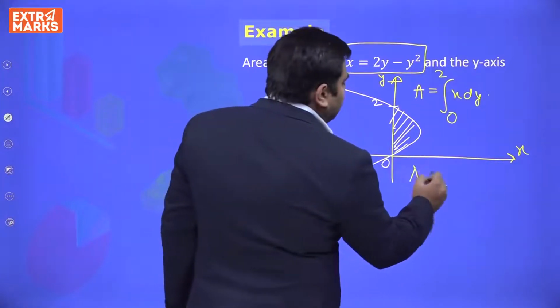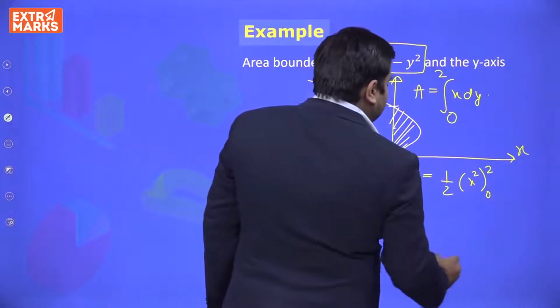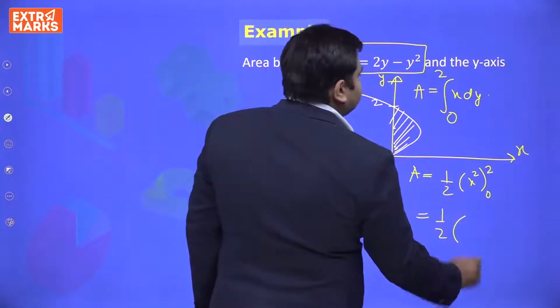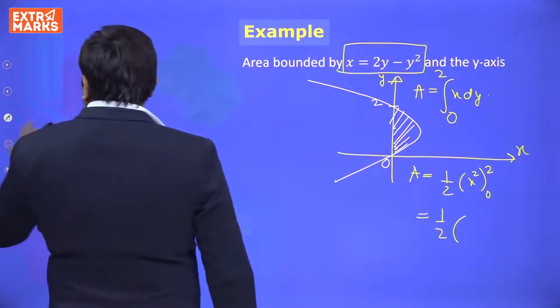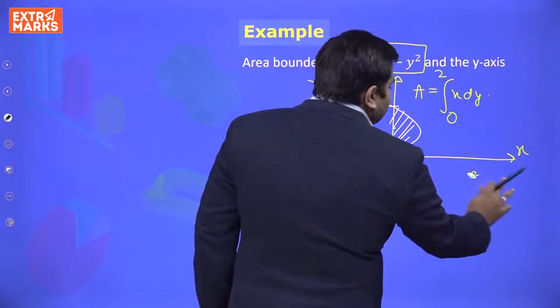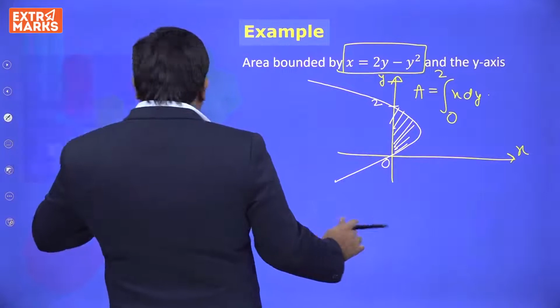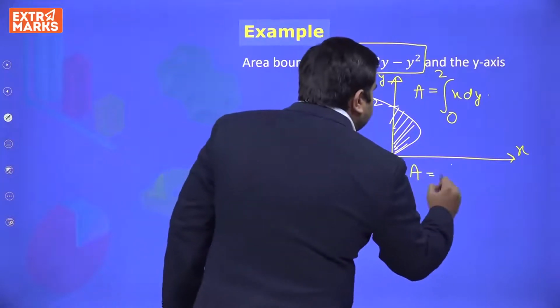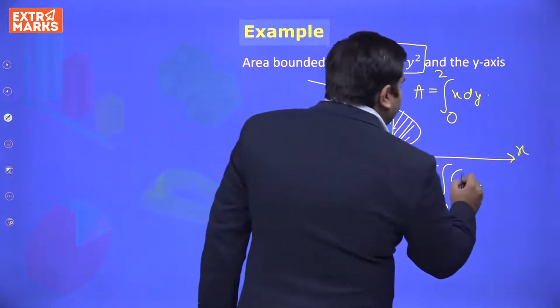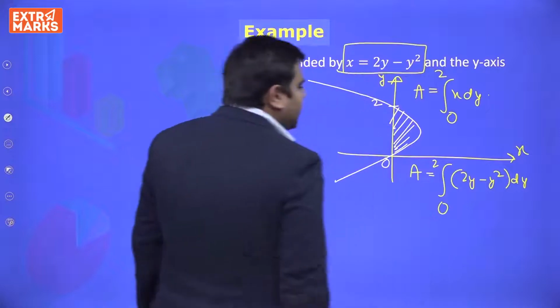So this area would come out to be 1 by 2 x square. This is 0 to 2. This is 1 by 2. Sorry for that, we have to represent x in terms of y because we are integrating with respect to y, right? So area will come out to be what? 0 to 2. Now x is 2y minus y square, so 2y minus y square dy.